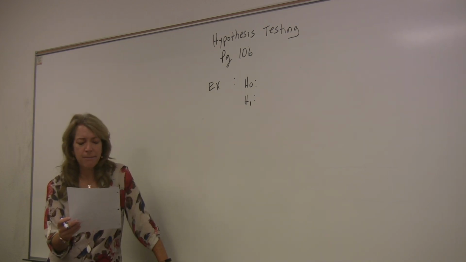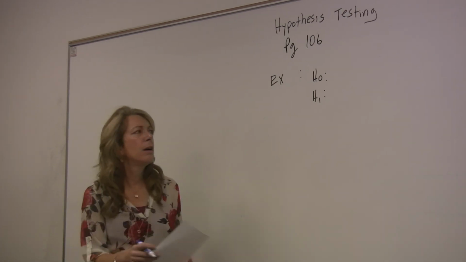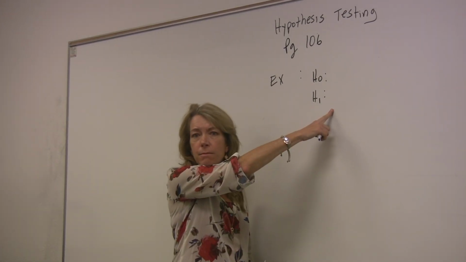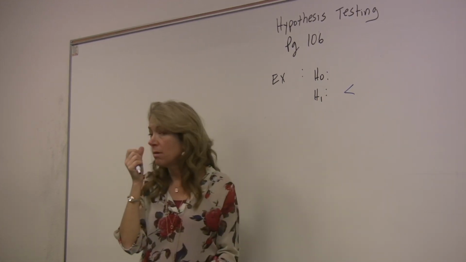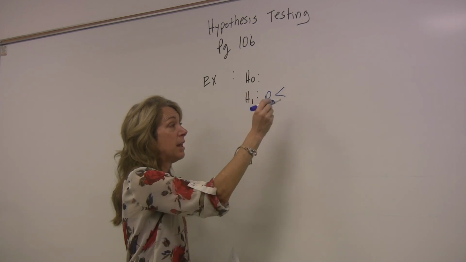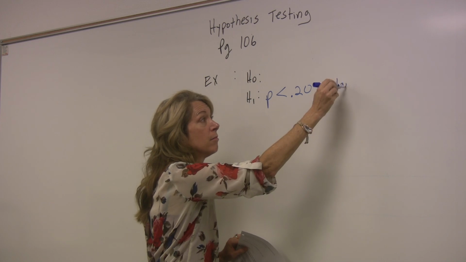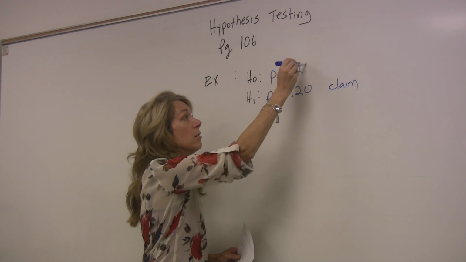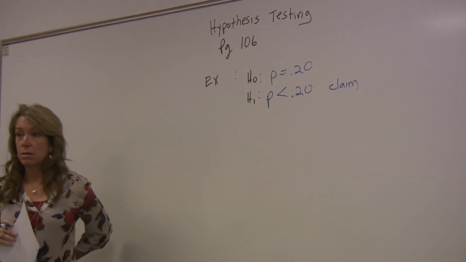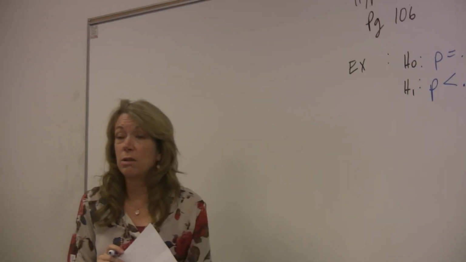But what is the original claim? That less than 20% know their credit score. So it would have to go in H1. Why does it have to go in H1? Because you can't put it equal to. Because it's a less than claim, right? So it has some less than. So P, because we're talking about a proportion or a percentage, P less than 0.20. That's the original claim. And then the complement would be P equals 0.20. You okay with writing those? Writing those is crucial, otherwise you can't even come to a conclusion.